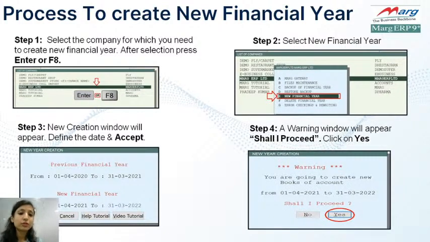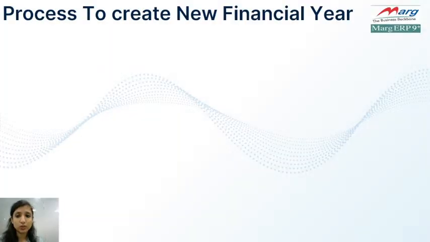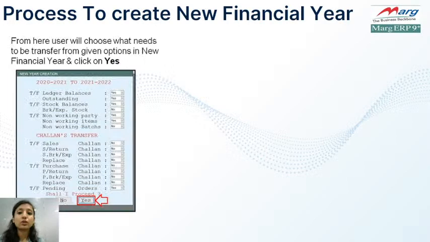And thereafter, a warning window will appear. Shall I proceed? So simply click yes on this window. Thereafter, you will get another new year creation window, and this is the most important window in this process, where you will get the options of ledger balances transfer, outstanding transfer, stock balances transfer, non-working party, non-working item, non-working batches. So simply select yes as per the requirement.